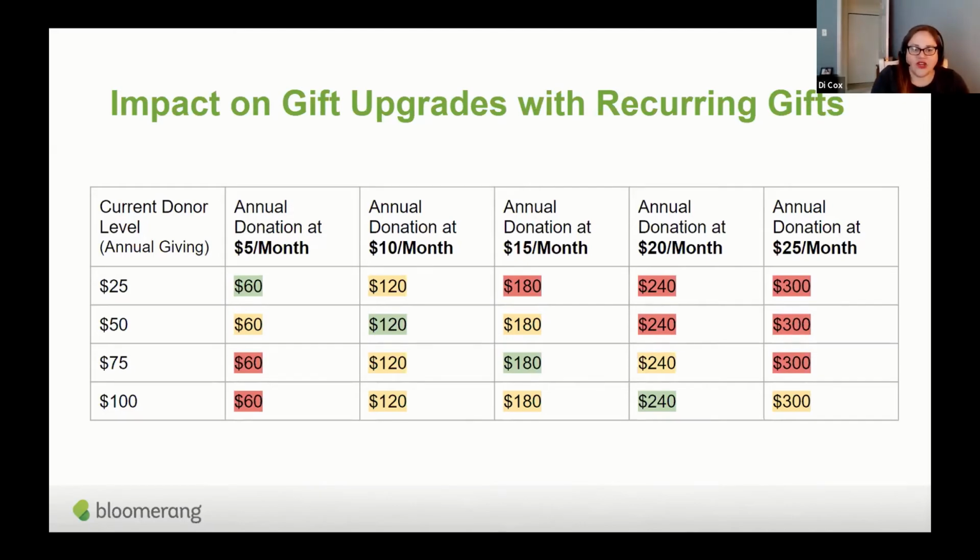As a quick note on this, if you segment your appeals by annual giving amounts, the recommended donation amounts should be the yellow and green areas. So make sure that you provide an other section as well in case they don't want to give a recurring gift or they don't want to give these amounts.